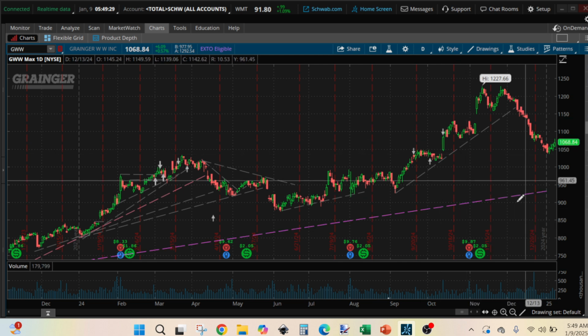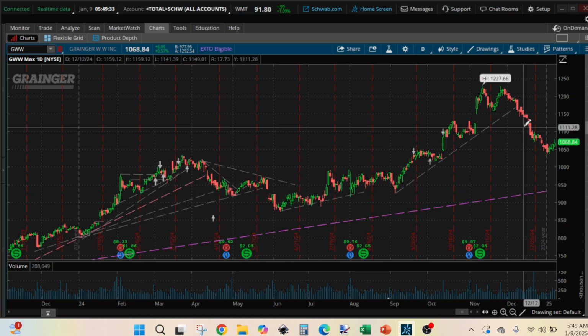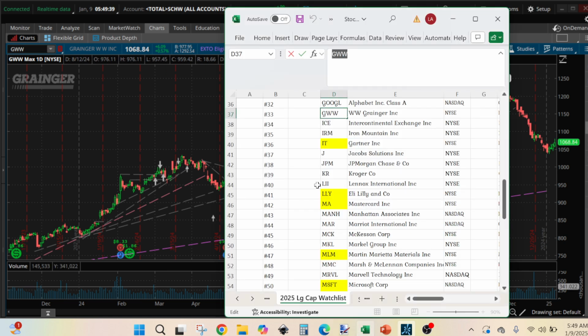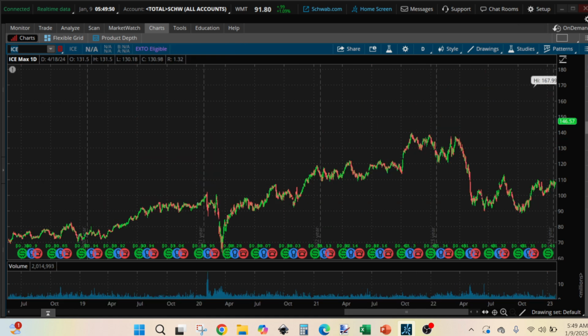IRM. The entry point is at this trend line, and right now it is right there. This trend line is going down. I have a portfolio. We purchased that, the trend line ended and it seems to be going down, but it seems like it's creating a trend line here.